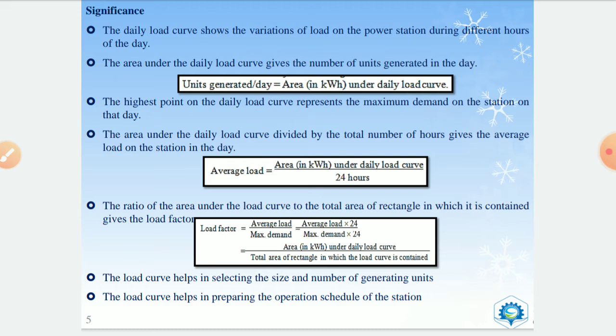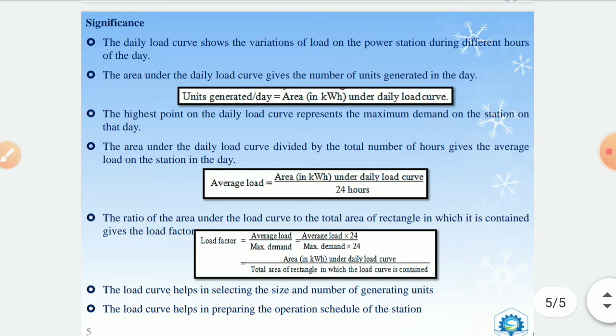So the daily load curve shows the variation of the load in the power station during different times of a day, or different hours of a day. And the area under this load curve will give you the number of units that is being generated on that power station.